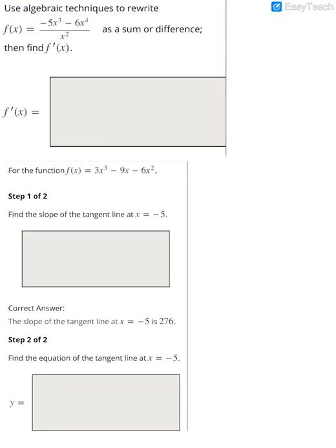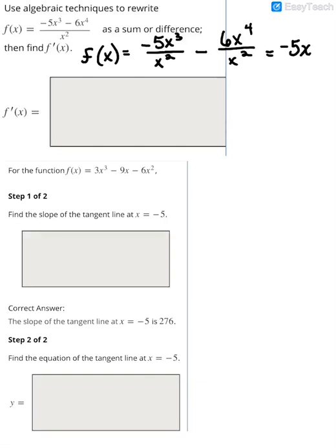On this third problem, they're again asking me to use algebraic techniques to rewrite it as a sum or a difference. I am going to split apart my fractions. So my original function f of x, I have a negative 5x cubed on top. I'm going to divide it by x squared. And then I'm going to say minus, I have a 6x to the fourth on top. Divide it by x squared. So when I simplify that, I'm left with just simply a negative 5x.